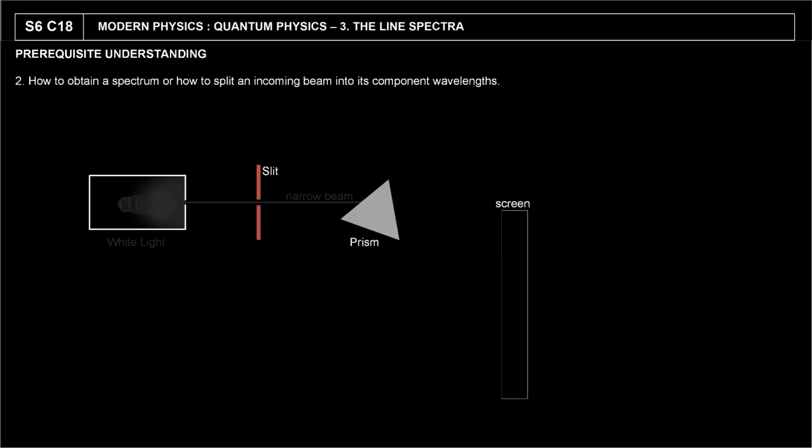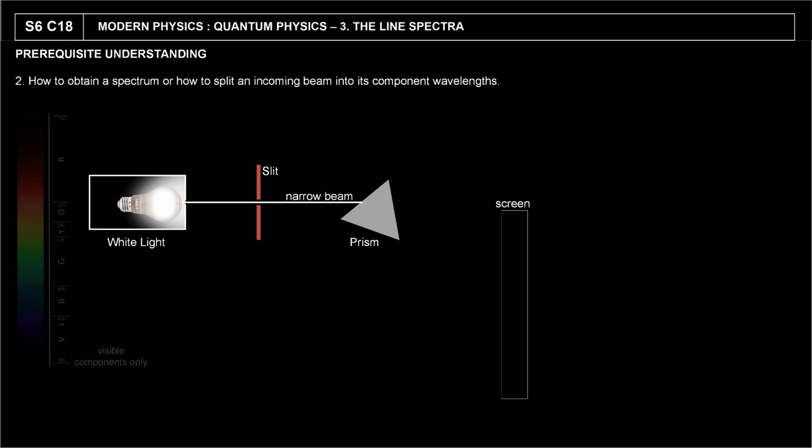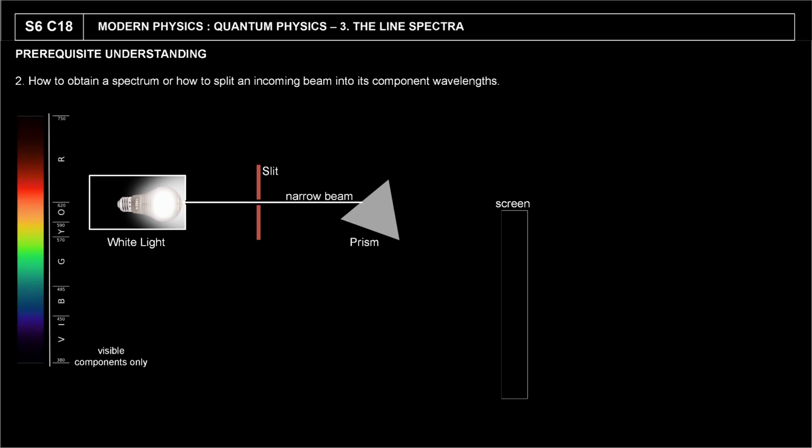Consider the source to emit pure white light. And you have learned that white light consists of the entire visible spectrum, that is from violet at about 350 nanometers to red at 750 nanometers. In increasing wavelength, the trend is VIBGYOR, that is violet, indigo, blue, green, yellow, orange, and red.